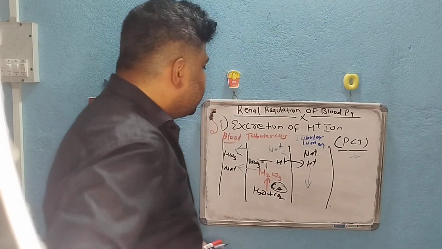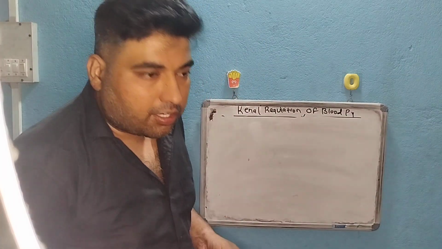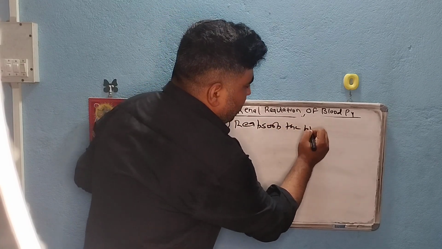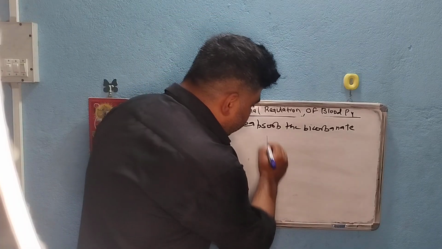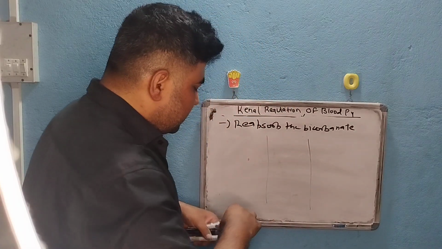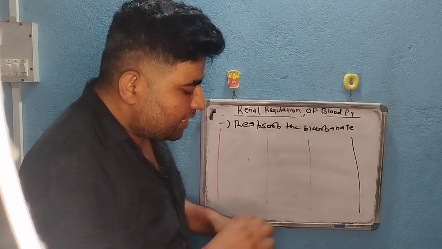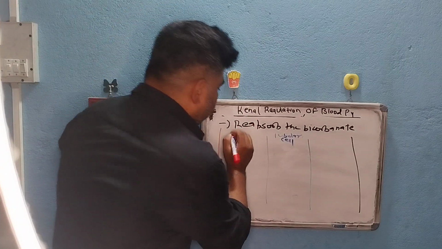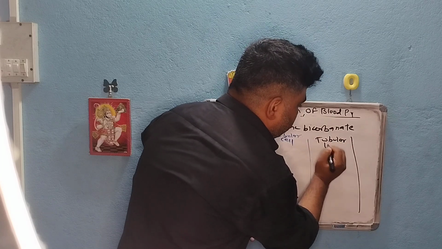The next process is the reabsorption of bicarbonate. The kidney reabsorbs the bicarbonate that is freely filtered at the glomerulus. Let's suppose this is the tubular cell, this is the blood plasma, and this is the tubular lumen.